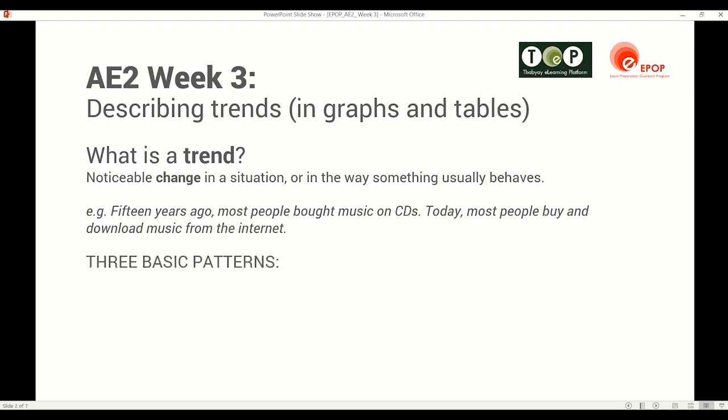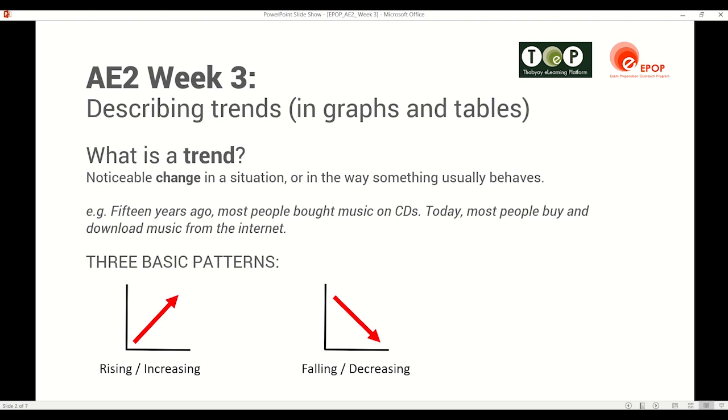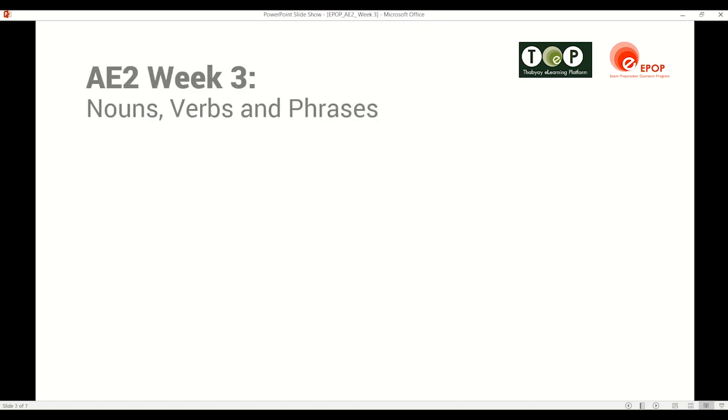So when you're describing changes in graphs and tables and trends, there are three basic patterns. You have rising and increasing or an upward trend, falling, decreasing or a downward trend, and lastly, when it remains the same. So when you are describing trends in tables and graphs, the examiner will want you to show that you have a wide range of vocabulary that you can use.